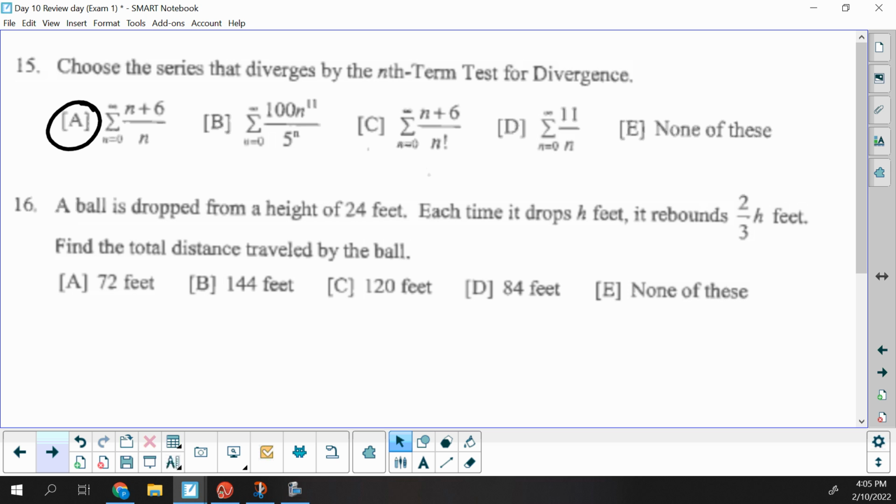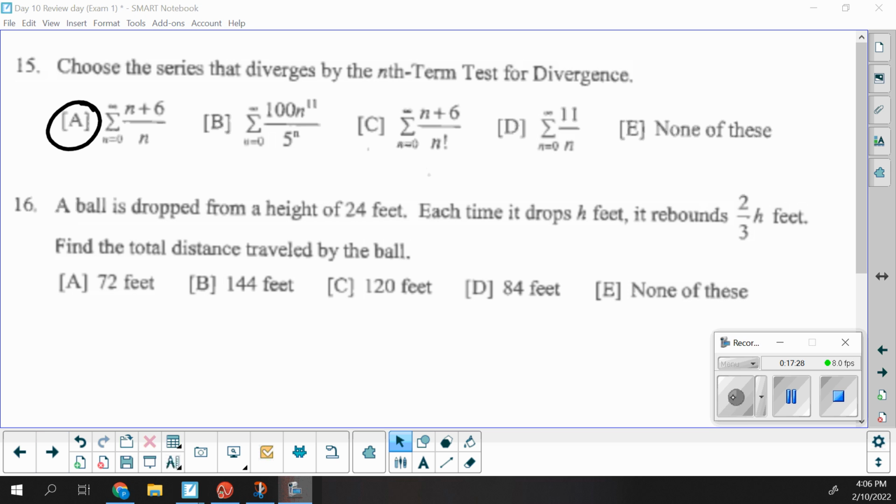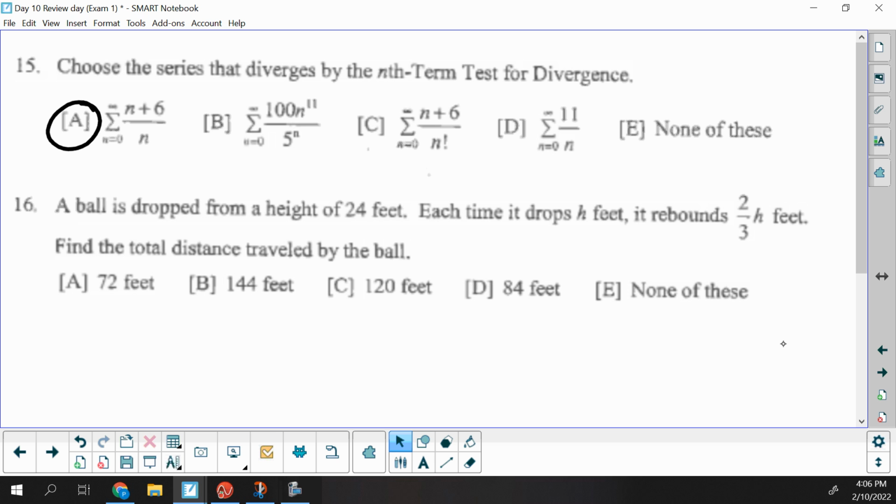For the second one, as n goes to infinity, we essentially have infinity over infinity. So you could do the derivative of top and bottom. Derivative of the top, you would multiply the 11 down, you'd have n to the 10th. And on the bottom, you'd have 5 to the n times natural log of 5. Well, you'd get infinity over infinity again, and you'd have a whole bunch of L'Hopitals.